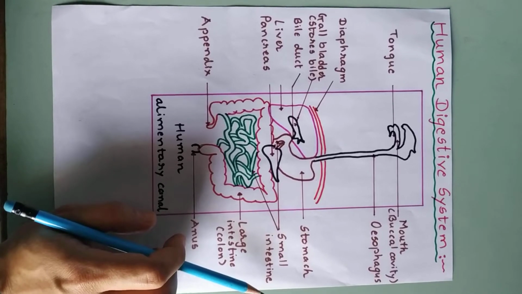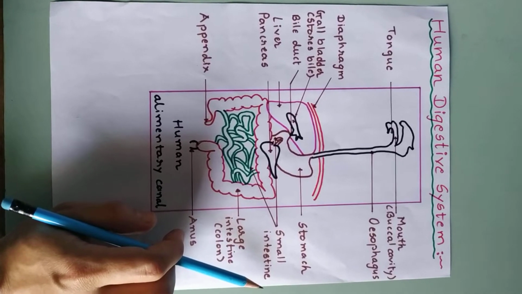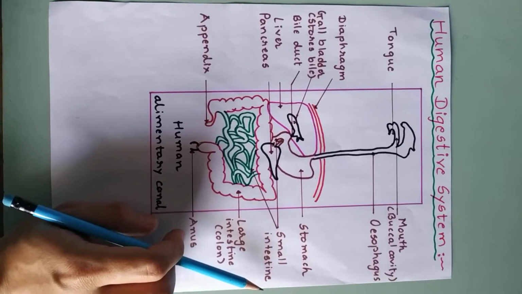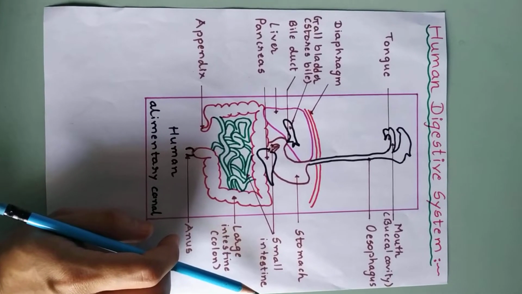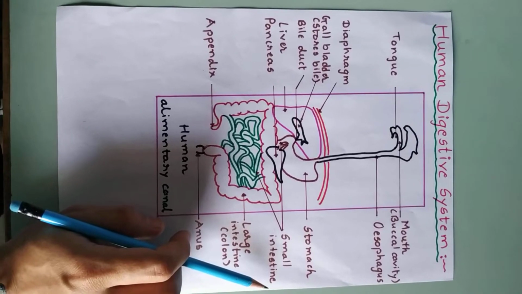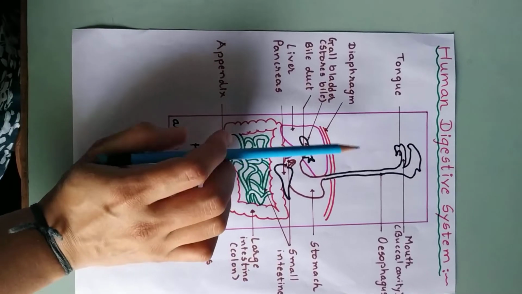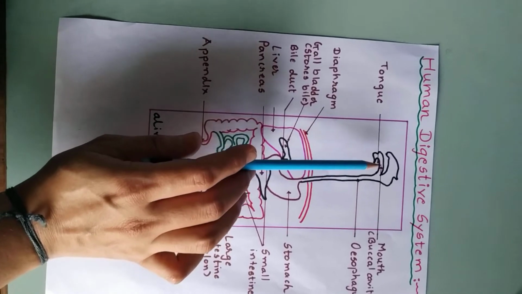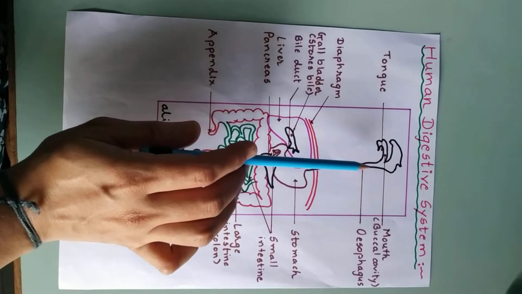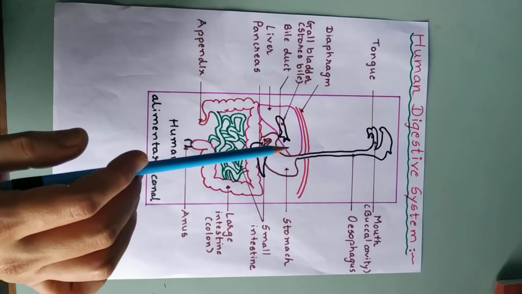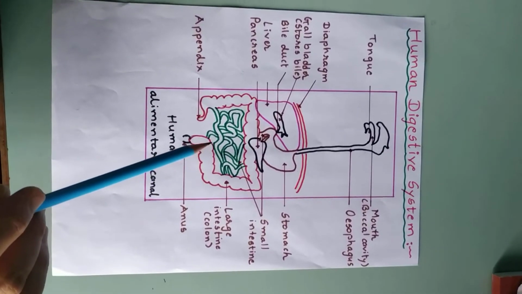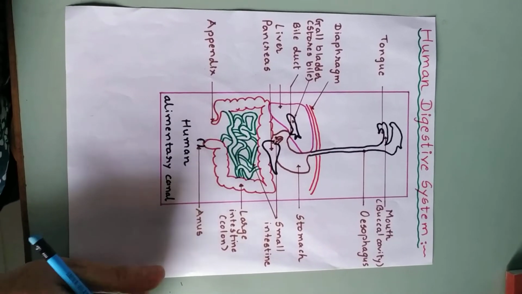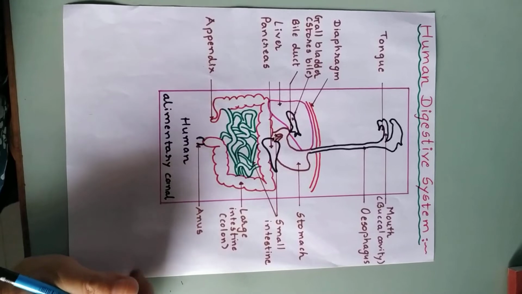Today we are going to learn the human digestive system for standard 10, chapter number 6, life processes. As food enters from the mouth, the journey of food begins with the alimentary canal. Now let's look at a diagrammatic presentation of the human alimentary canal first.